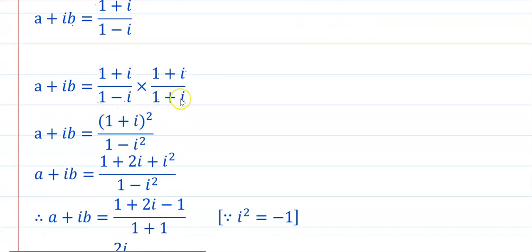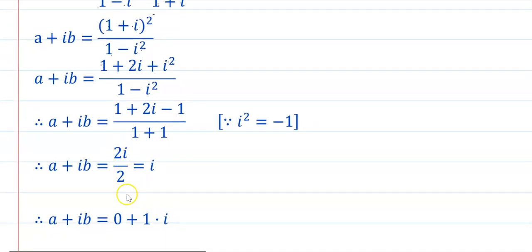A minus b into a plus b gives a square minus b square. Means I square, I square is minus 1, and minus in bracket minus 1 will become plus 1. 1 plus 1, you are getting 2. Next, 1 plus I bracket square means a square plus 2ab plus b square. I square is minus 1. Plus 1 minus 1 get cancelled, and here you are getting 2i in the numerator. And the denominator is 2. This 2 gets cancelled and hence you are getting I.